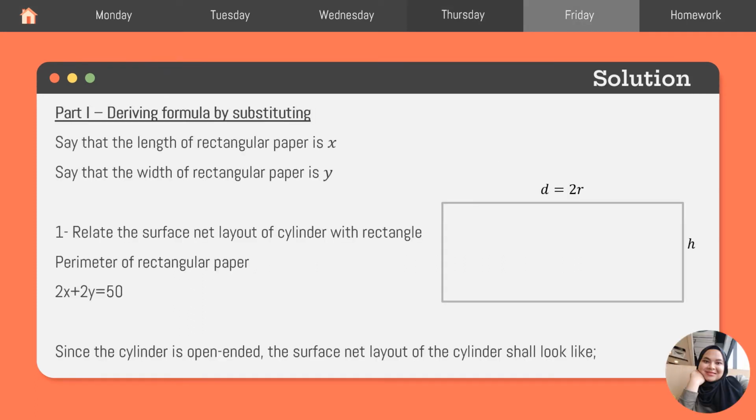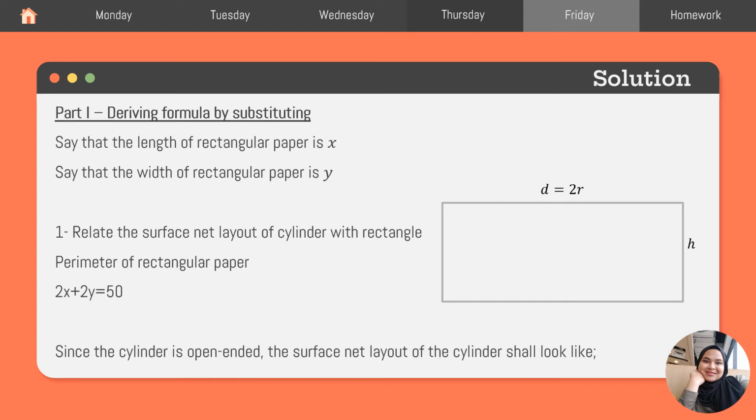To solve the problem, there are exactly two parts. Part 1, deriving the formula by substituting. To understand better, draw out a rectangle. Label the rectangle as follows. Say that the length of the rectangle is x and the width of the rectangle is y.